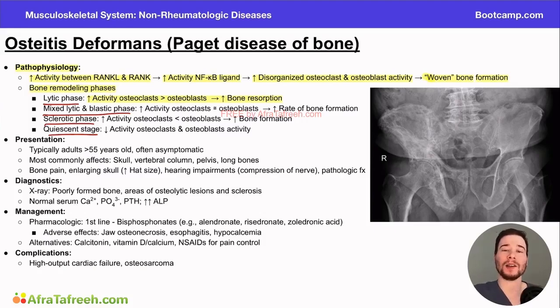We're eating away at it. The osteoclasts are consuming the bone, but we're not actually building it up. We're not making it stronger. That's the blastic portion of it. So that's the first thing that happens.